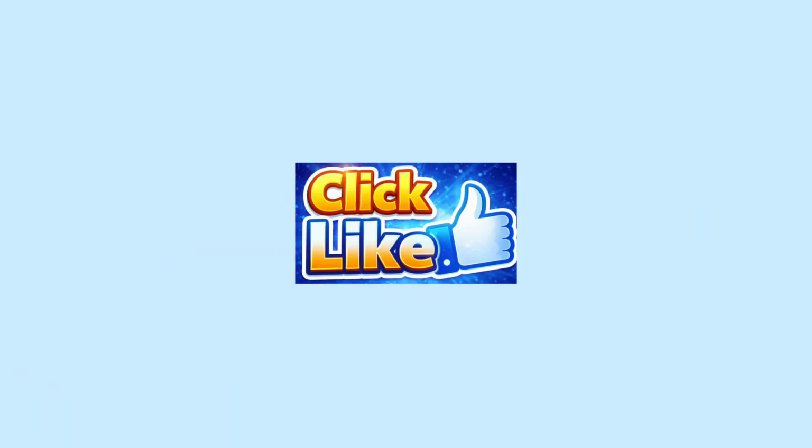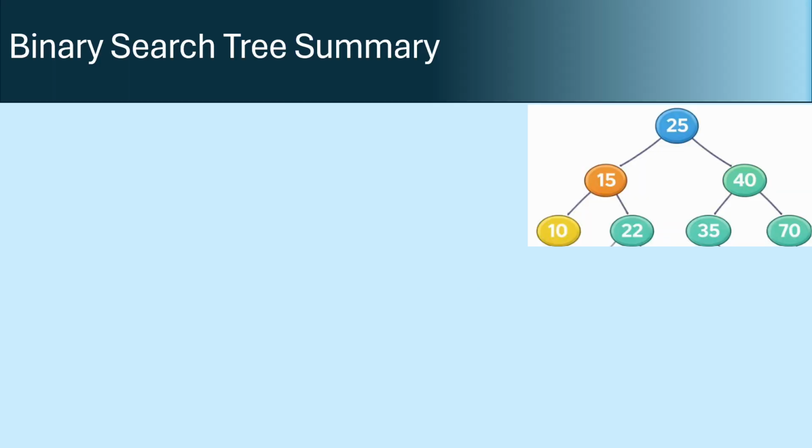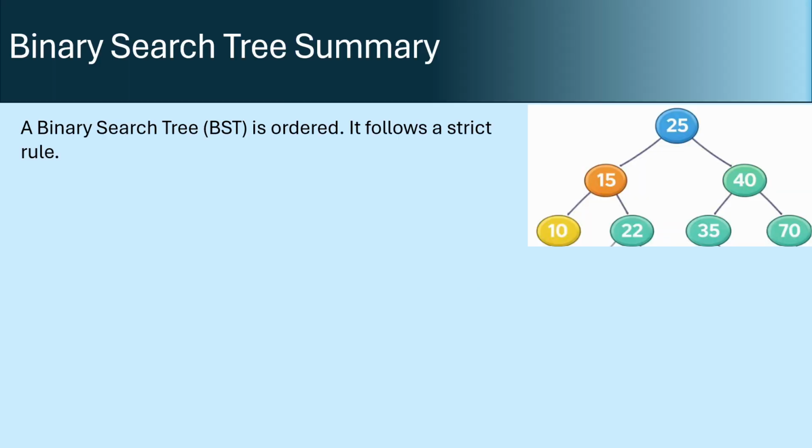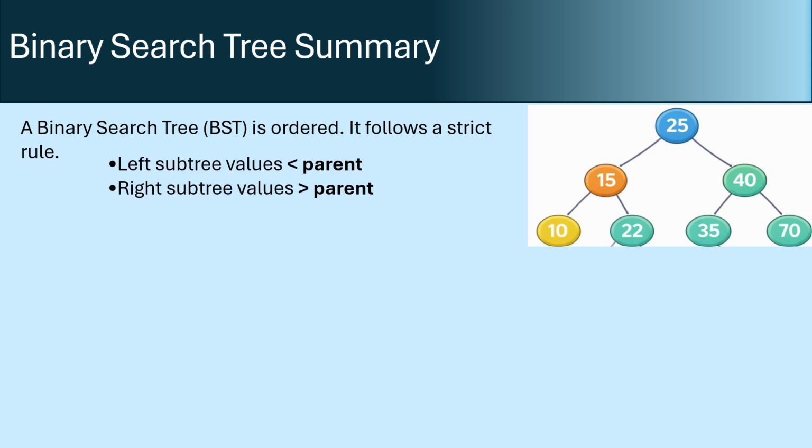Now, let's do a summary of what we've learned so far. So, a binary search tree must be ordered. So that's the rule. It's a very strict rule. The left subtree values must be smaller than the parent. The right subtree values must be bigger than the parent. And the rule applies recursively. So we're going to be calling our function recursively.